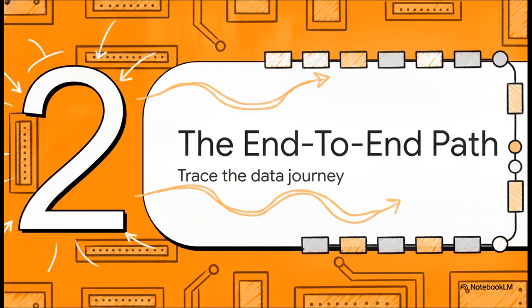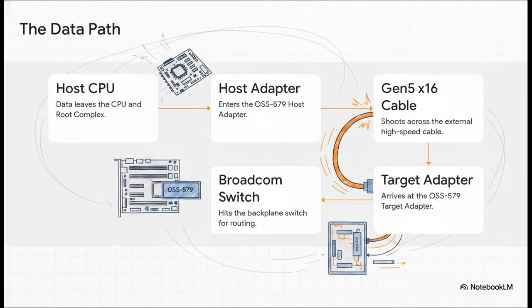Moving right along to Section 2, the end-to-end path. Let's trace the actual data journey. Okay, follow these steps with me. The data travels seamlessly from the host's root complex on the motherboard right into an OSS 579 host adapter that you've installed in a standard PCIe slot. From there, it shoots across the external Gen 5 X16 cable, arrives at the OSS 579 target adapter inside the chassis, and goes straight into the Broadcom switch.